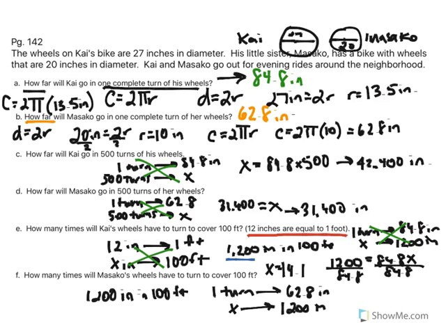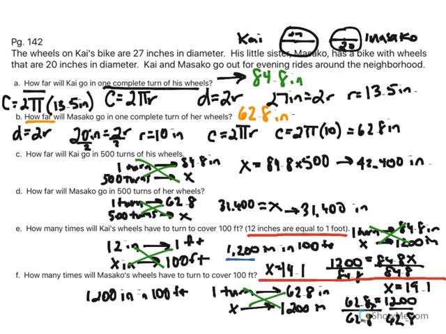We'll cross multiply, and we get 62.8x equals 1,200. x equals 1,200 divided by 62.8, and we get x equals 19.1. I'm just going to draw a little line here so you can see where this problem ends and the other problem begins, okay? If you want to check your work.